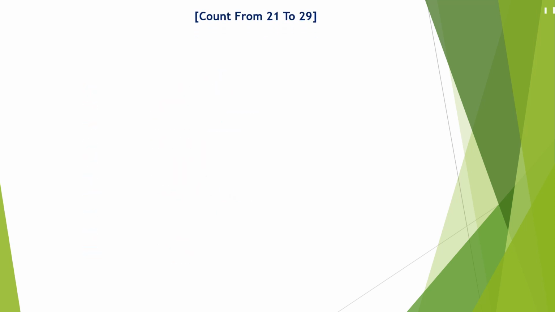So let us now count from 21 to 29. The rule is as follows. You add numbers between 1 and 9, which we already covered, plus wa, which means and, plus عشرون, which means 20.